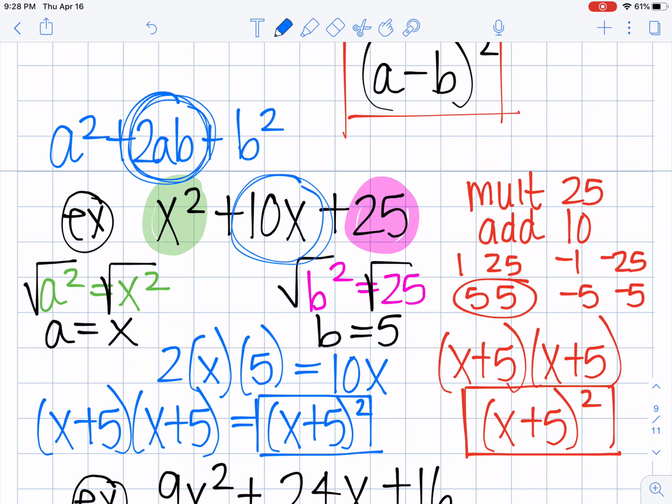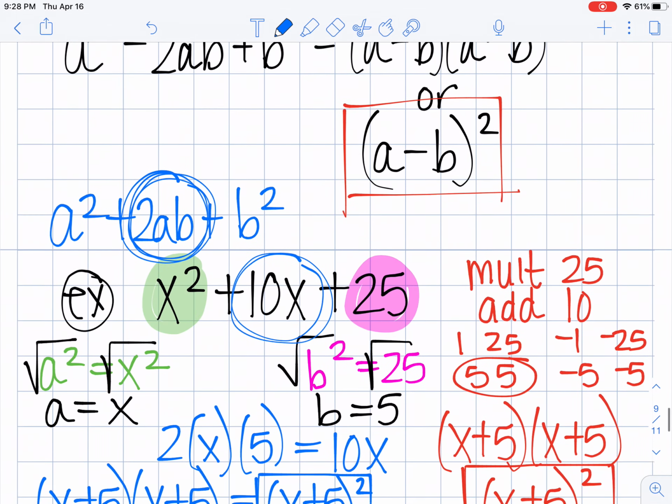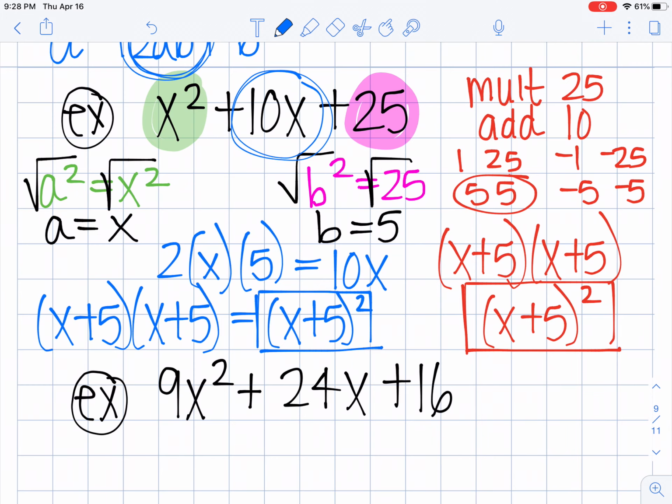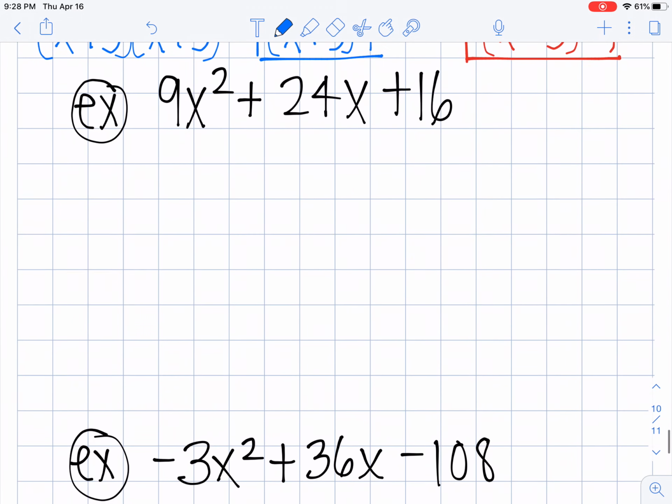Notice I get the same answer. It doesn't matter which way I do it. So depending on how you feel more comfortable, you can use the formula. You can use this shortcut formula, perfect square trinomial. Or you can just factor the way that we've been factoring. Figure out what I need to multiply to and what I need to add to.